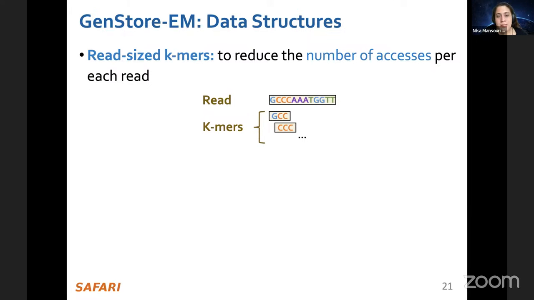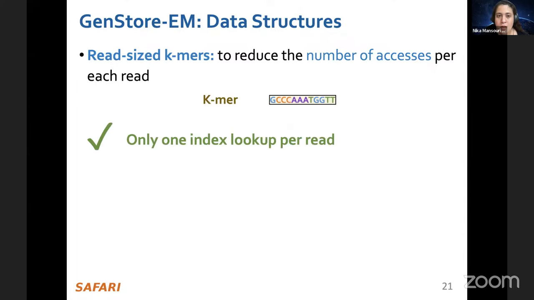The first idea is to use read-size k-mers to reduce the number of accesses per read. If you remember, in the background we have reads and generate different k-mers out of each read, and then we do some random accesses in the index to find potential matching locations of these k-mers. In the index, we find some locations, and then again we do some random access to the reference genome to access the relevant parts of the reference. But the issue is that, as we discussed, we have a lot of random accesses. So the key idea here is to treat the whole read as one single k-mer. That leads to having only one index lookup per read, so we reduce the number of these lookups.